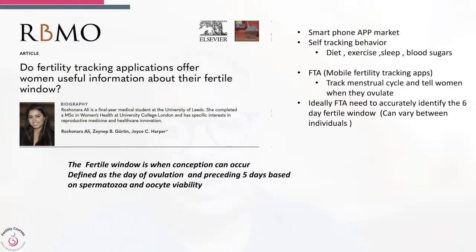Now, the fertile window is when conception can occur, defined as the day of ovulation and the preceding 5 days. So when you look at what's available in the market, and you look at smartphone apps, they track diet, exercise, sleep, blood sugars. Mobile fertility tracking apps, that's FTA, track the menstrual cycle and tell women when they ovulate. Ideally, the fertility tracking apps need to accurately identify the 6-day fertile window, and that can vary between individuals.